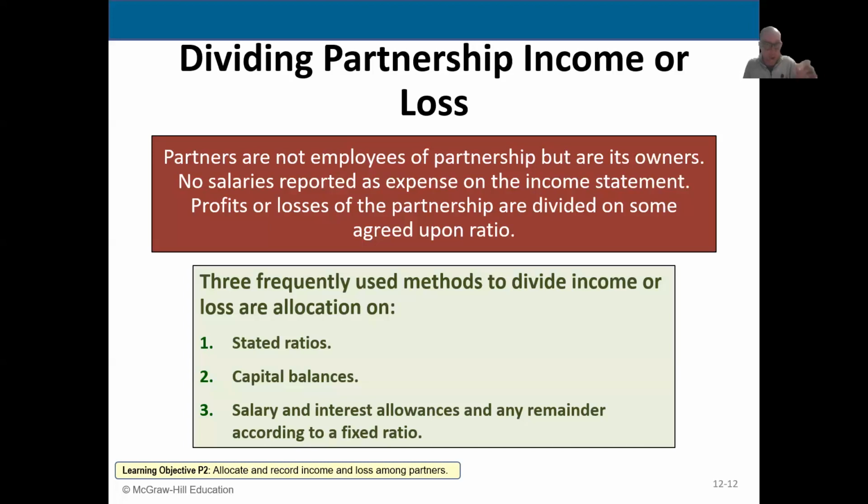Simple. You could also do it by ratio. You could do it by the capital balances, like I just did. Or you could also do it by any type of salary. In this example, the partners are not employees of the business. They're owners. They don't receive a salary. Profits and losses of the partnership are divided upon a ratio that they agreed upon. Okay, cool.